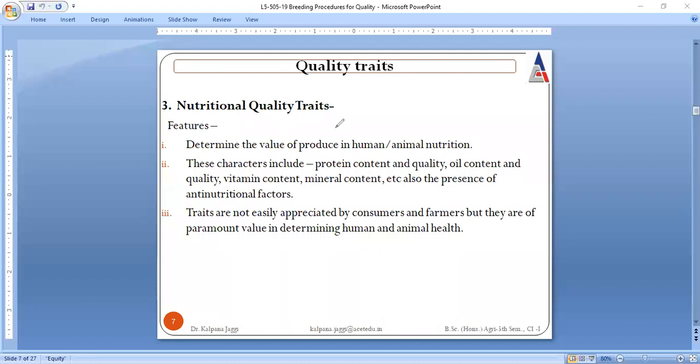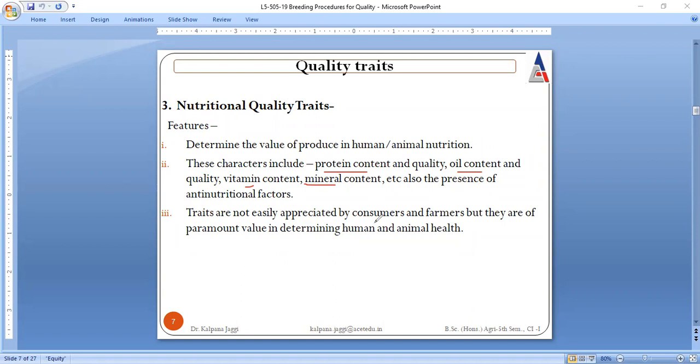And these nutritional qualities include characteristics like protein content and quality, oil content and quality, vitamin content, mineral content, and also the presence of anti-nutritional factors, because it is not always that a particular yield, a particular character, when we talk about nutrition, is going to have only positive features. Sometimes along with the good mineral content, we used to have anti-mineral factors also, which are available within the trait. So we need to see every parameter, and every parameter needs to be analyzed very carefully.